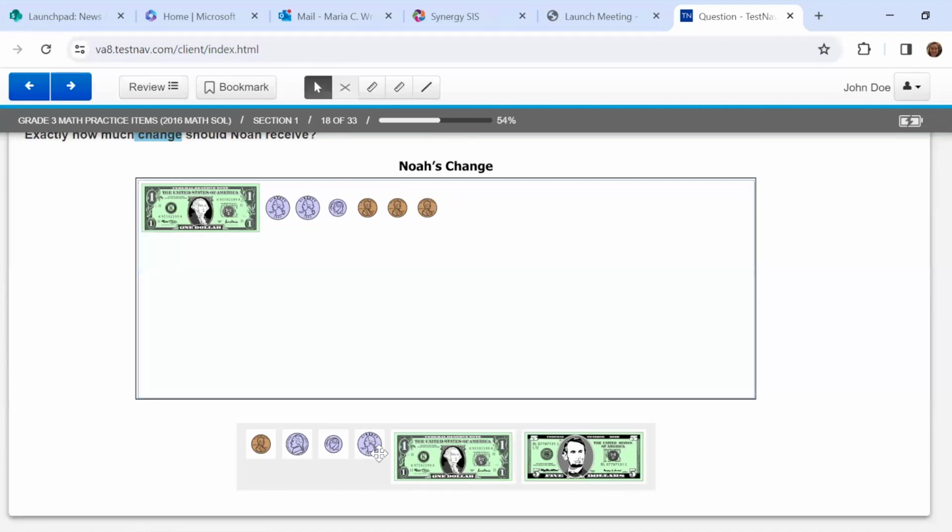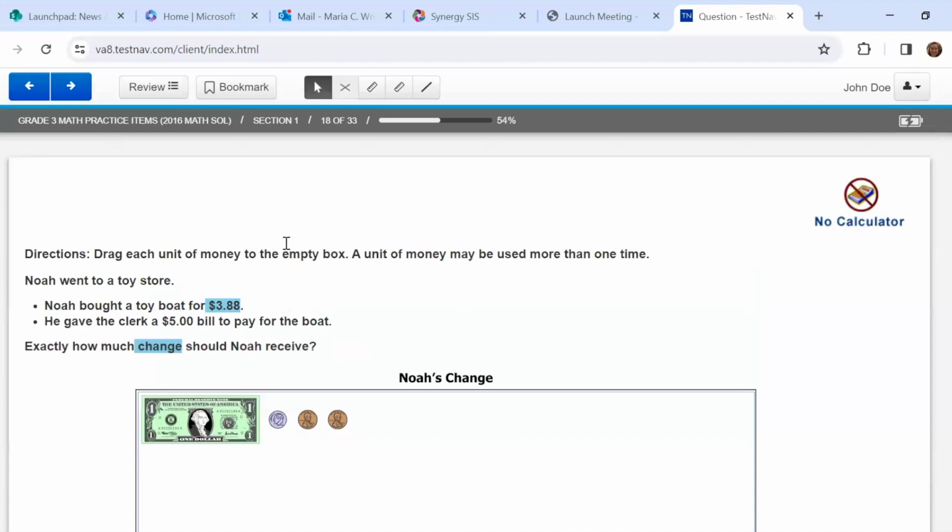I'm going to drag these back. That's way too much. $1.10, $1.11, $1.12. And like I said in the other video, you've got to really make sure you're confident in your answer before you hit the next arrow, because once you hit the next arrow, you can't go back.